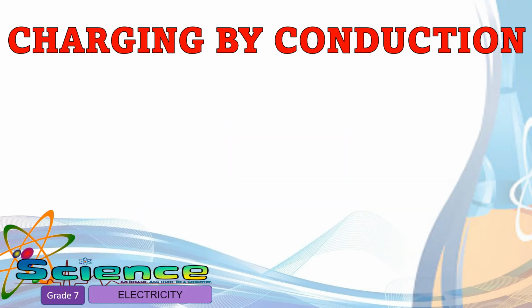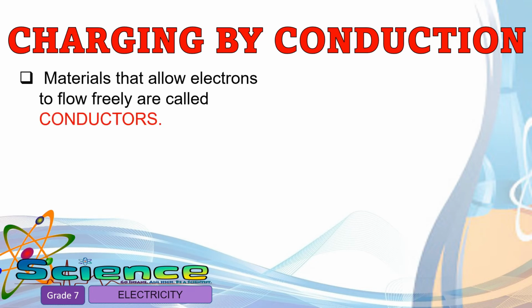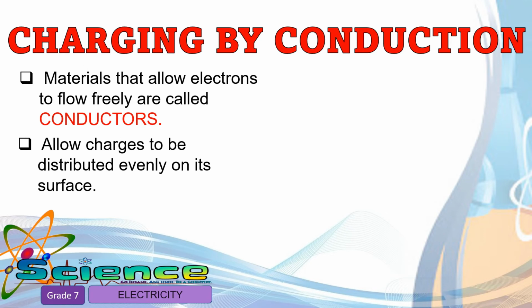Materials that allow electrons to flow freely are called conductors. Metals are good conductors of electric charge. This means good conducting materials will allow charges to be distributed evenly on their surface. Some of these metals are silver, copper, and aluminum. The best conductor of electricity is silver. However, it is expensive, which is why copper is used extensively for electric wirings.